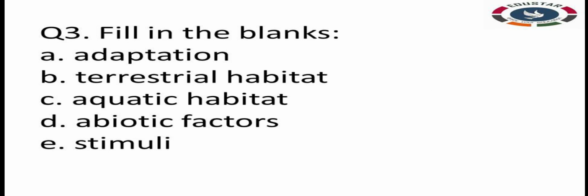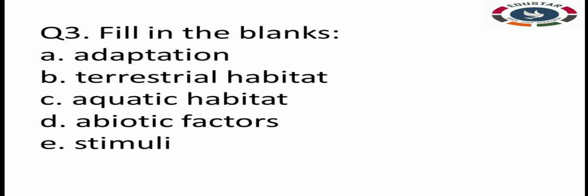Then third question, fill up. The presence of specific features which enable a plant or animal to live in a particular habitat is called adaptation. Then B, the habitat of plants and animals that live on land is called terrestrial habitat. The habitat of plants and animals that live in water is called aquatic habitat. Soil, water and air are the abiotic factors of habitat. Changes in our surroundings that make us respond to them are called stimuli. Okay, so just check the answer for filling the blanks. I have given the answer.